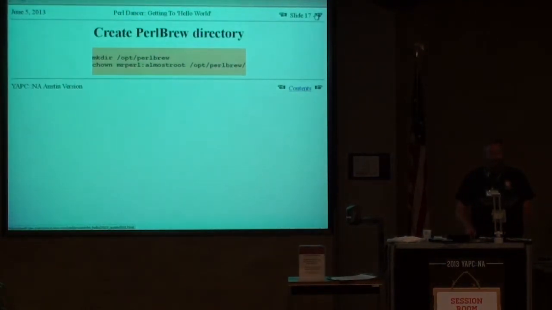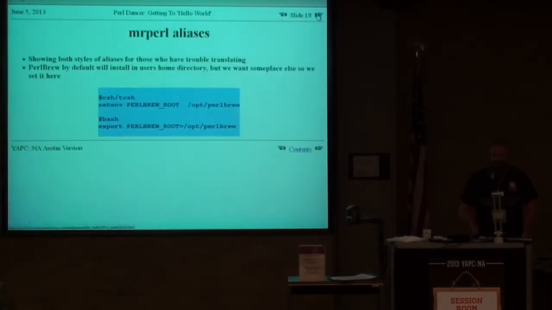Then we're going to make a place where we're going to put our Perl, not in your home directory. That would be a little silly. So we're going to put it in /opt/perlbrew, because opt seems to be the place you put that sort of thing that you want to share. And we're going to change the owner over to Mr. Perl so he can take the rest of the steps. And now we're going to give him also an environment variable so he doesn't put it in his home directory.